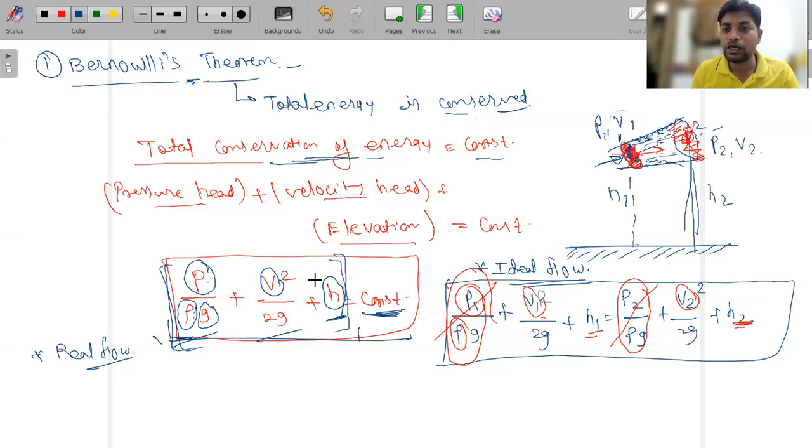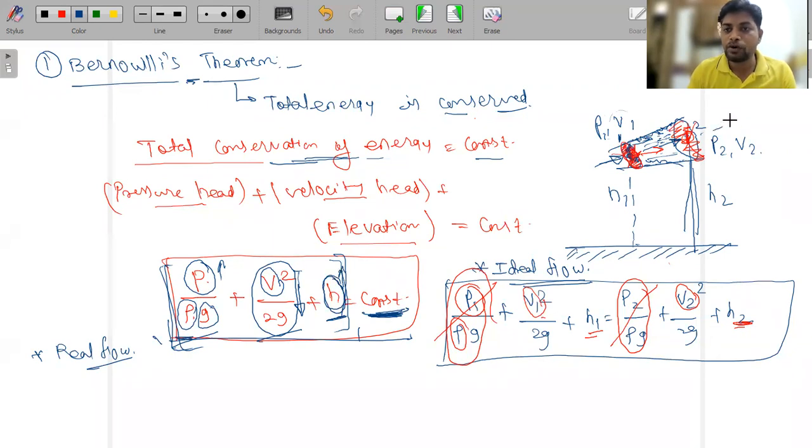So if you are moving towards the second point, it means that velocity is decreasing. If this term is decreasing, then there is a possibility that the total conservation of energy will be equal to constant when we are moving to the second position. So if this energy is decreasing, it means that either this one is increasing or this one is increasing, or both. As I said in the beginning, the pressure cannot be changed because elevation is also there.